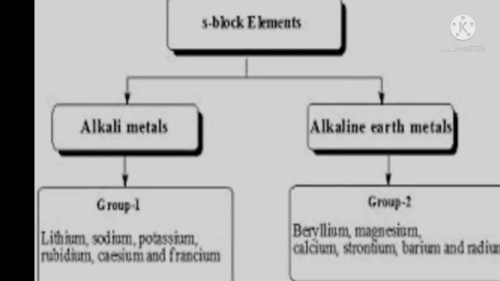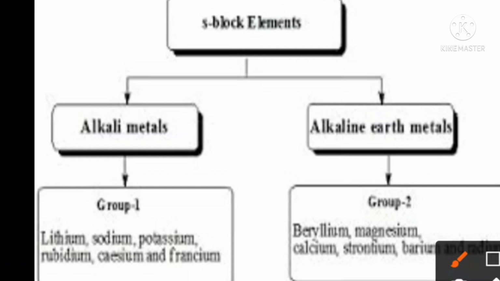Let us discuss something about s block elements. What are s block elements? The elements which are present in group 1 and 2 are called s block elements. The elements of group 1 and 2 are called s block elements. S orbital can accommodate a maximum of 2 electrons. Accordingly, we have 2 groups of s block elements.